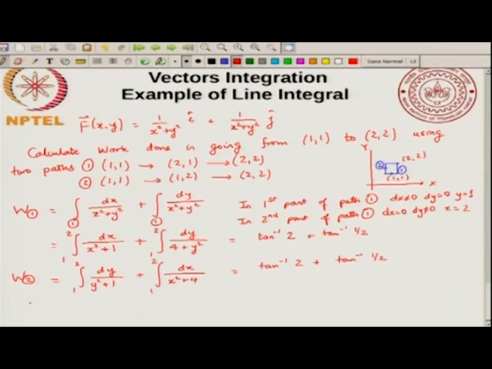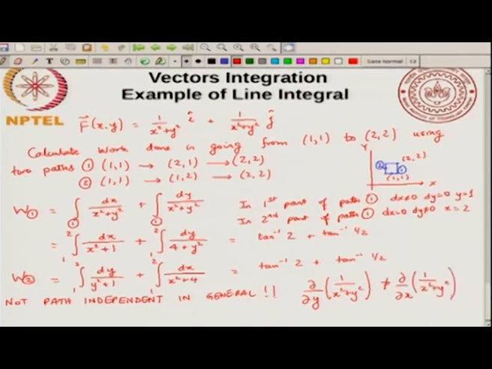But is it path independent in general? The answer is no, it is not path independent in general. Okay. And why did I say it is not path independent in general? You take d by dy of 1 over x square plus y square, okay, that is d by dy of this is not equal to d by dx of this, which is again 1 over x square plus y square. Clearly these two are not equal.